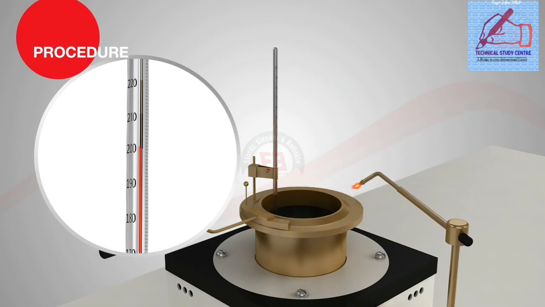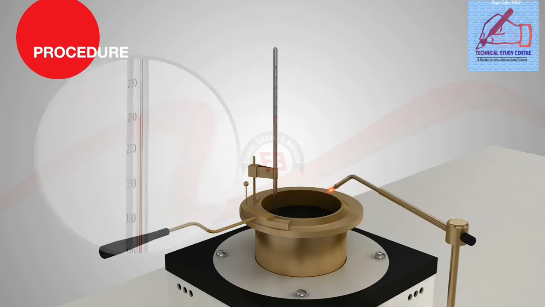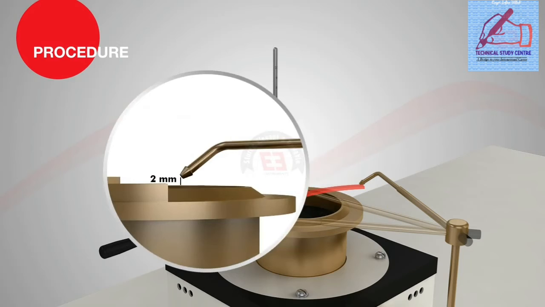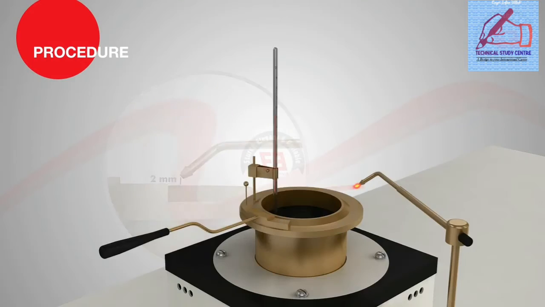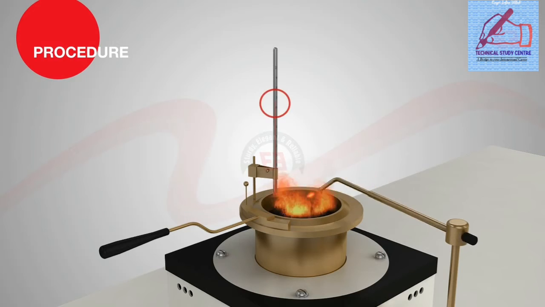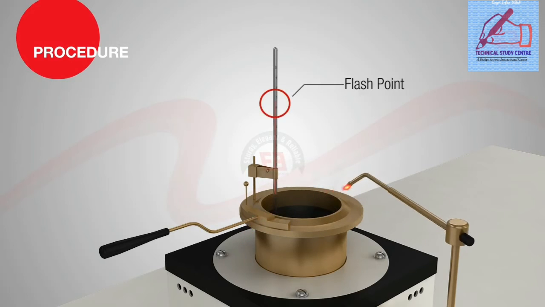Thereafter, at every rise of 2 degrees Celsius, pass the test flame across the center of the test cup at right angle to the diameter which passes through the thermometer. The test flame is moved in a horizontal plane having an arc of at least 150 mm and not more than 2 mm above the upper edge of the cup. The flash point is taken as the temperature read on the thermometer when a flash first appears at any point on the surface of the sample.